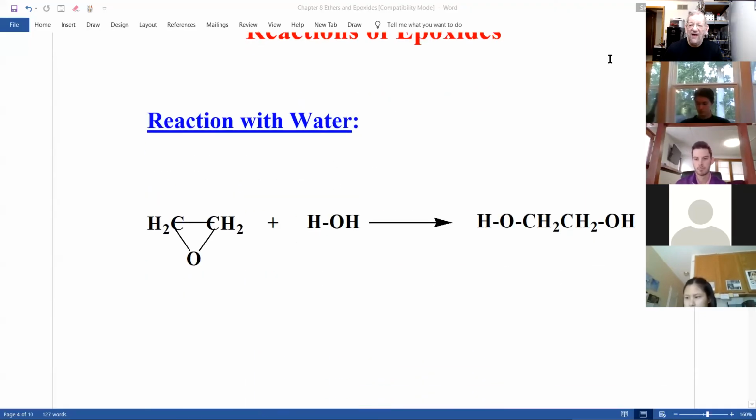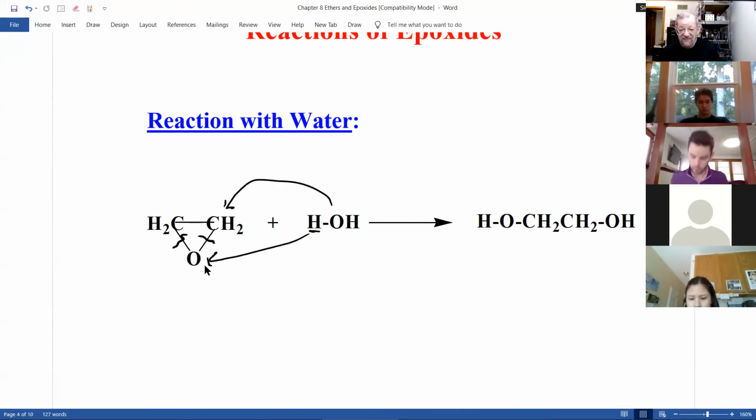Now, the following reaction, do not write down. This ring is so strained that these bonds, either this one or this one, you can break. If you add water, the H goes to the oxygen and the OH goes to the carbon. And you form this diol, which I talked to you about, which you don't have to know, ethylene glycol.